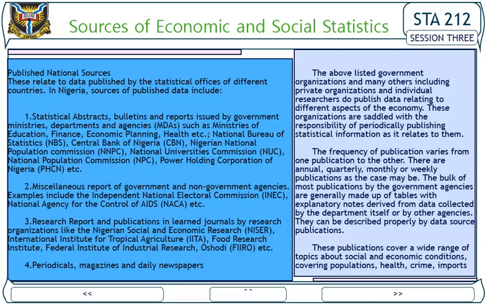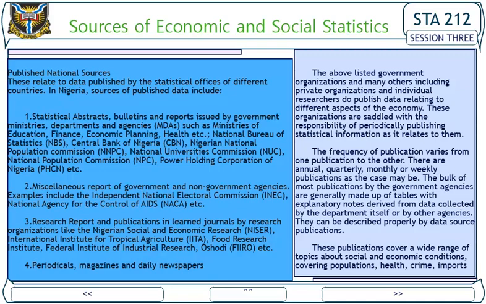2. Miscellaneous reports of government and non-government agencies. Examples include the Independent National Electoral Commission (INEC), National Agency for the Control of AIDS (NACA), etc. 3. Research reports and publications in learned journals by research organizations like the Nigerian Institute of Social and Economic Research (NISER), International Institute for Tropical Agriculture (IITA), Food Research Institute, Federal Institute of Industrial Research Oshodi (FIIRO), etc. 4. Periodicals, magazines, and daily newspapers.